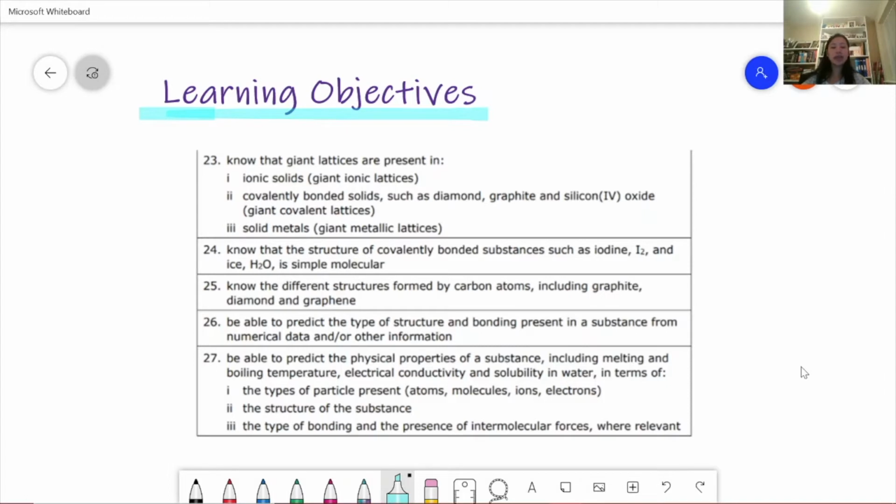The fourth is to be able to predict the type of structure and bonding present in a substance from numerical data. And the fifth learning objective is to be able to predict the physical properties of a substance, including melting and boiling temperature, electrical conductivity, and solubility in water in terms of the particles present, the structure of the substance, and the type of bonding and the presence of intermolecular forces.